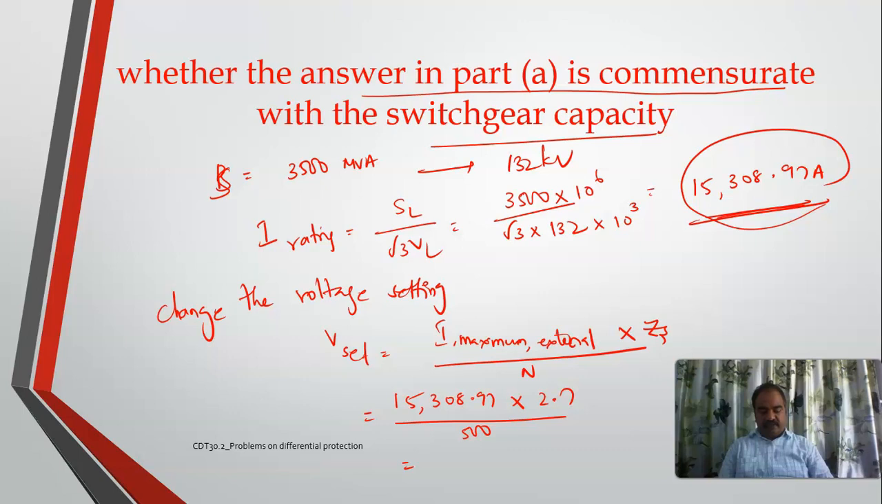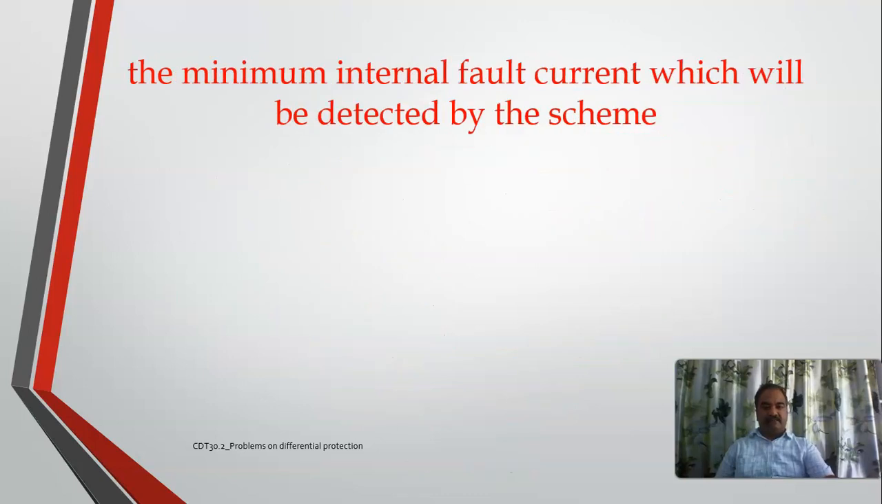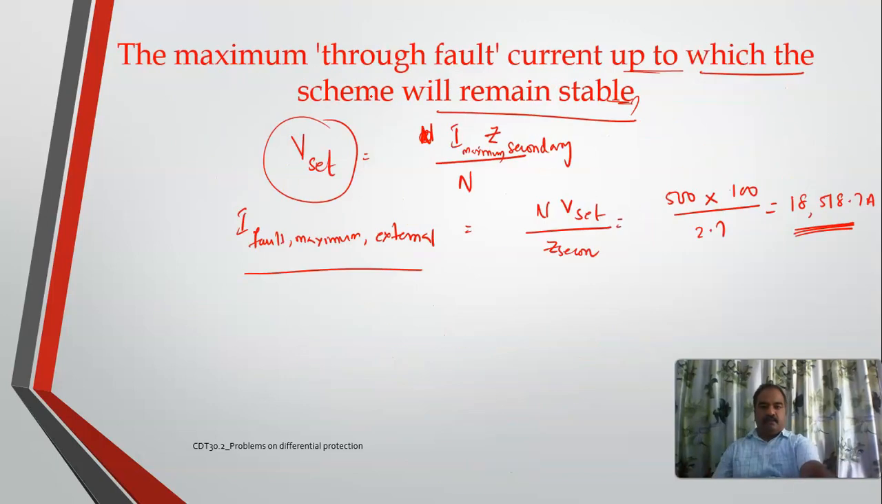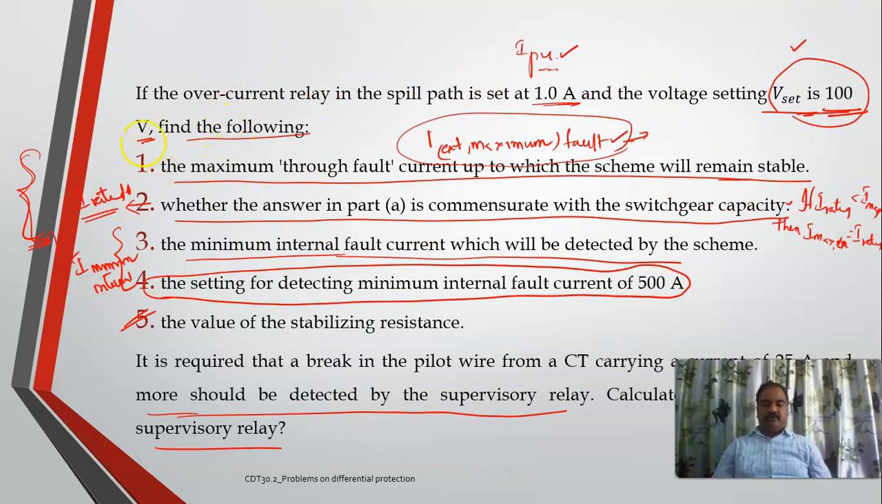Now let's see what the value which I am getting. So it is somewhere around 82.66 volts, which means that my V setting, initial setting of 100 will not be able to withstand. So I must go with 82.66 volts, right? So in that case, my new value of V setting is 82.66, whereas my pickup value is 1 ampere. Now you need to determine the minimum. Now see, I have completed this 1 and 2 regarding the external fault current.